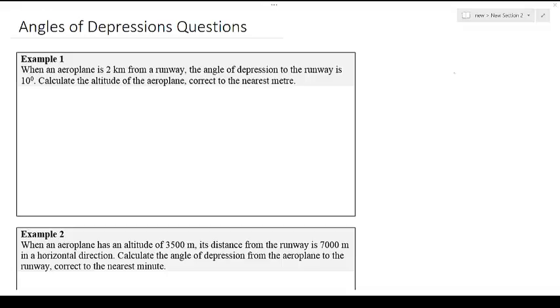In this video, I'll be showing you how to solve angle of depression questions. So before we begin, let's define the angle of depression. The angle of depression is defined as the angle made with the horizon.